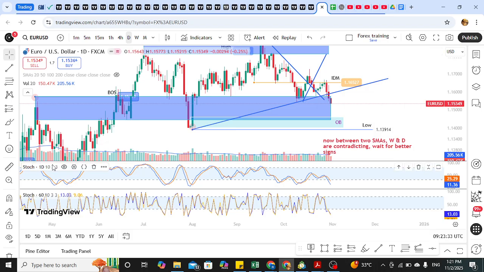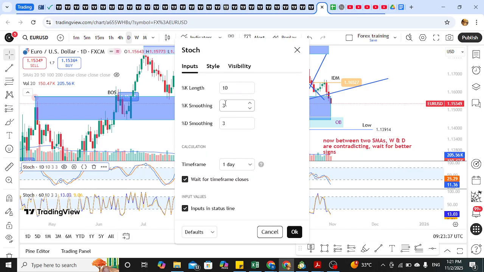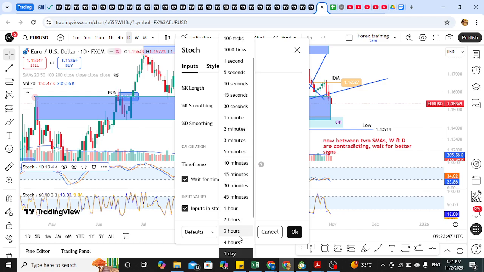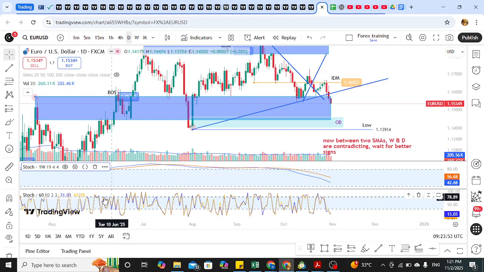Let's look at how the weekly and the daily look like with this information. So the weekly is saying we are still going down.